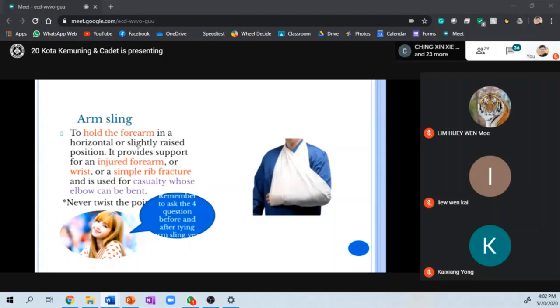The arm sling is to hold the forearm. So if the casualty's forearm is injured, you need to tie the arm sling, and it will provide support. It will support the injured forearm, wrist, and a simple rib fracture. So the arm sling is only for the injured forearm, wrist, and rib fracture.